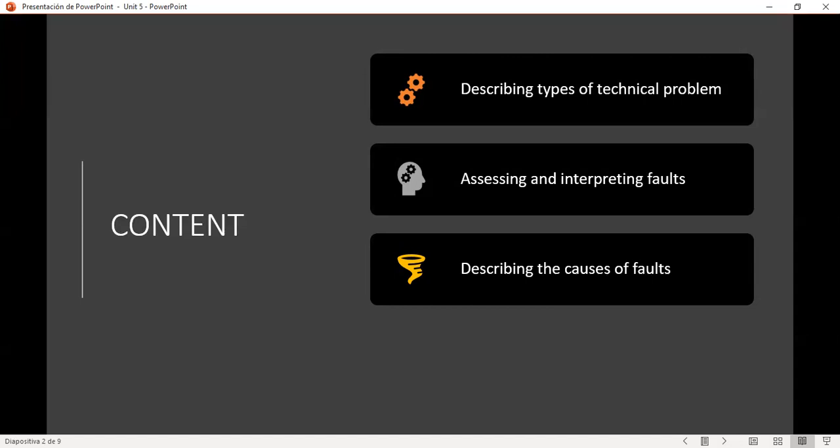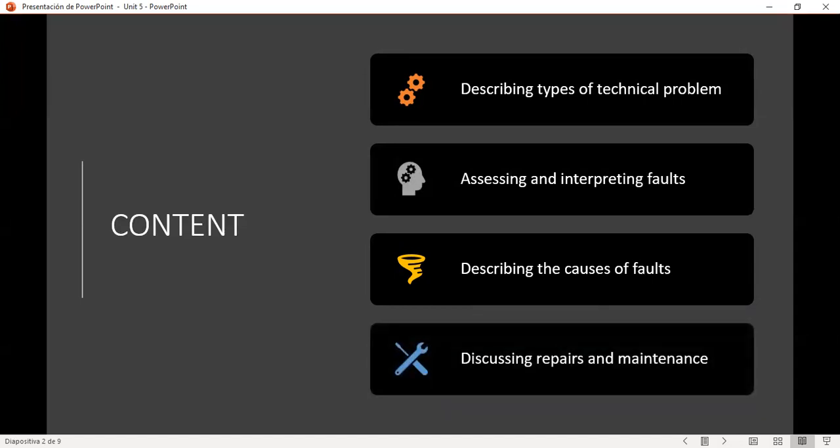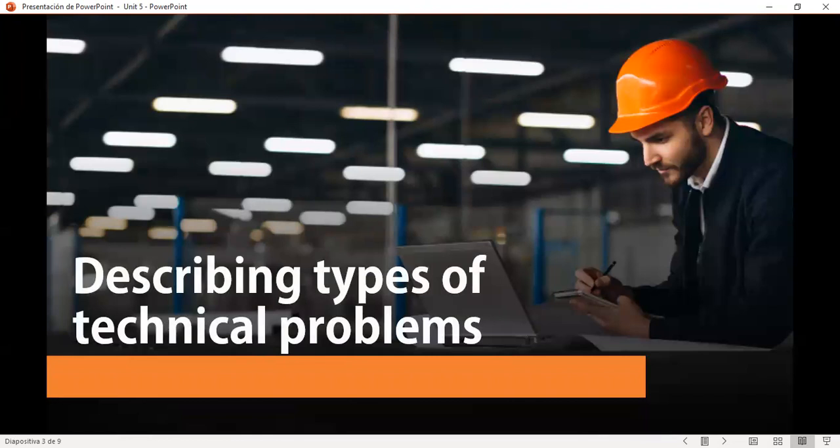And the last subject or section is discussing repairs and maintenance. Now that we have identified the problem, how can we fix it? How can we change that problem into a possible and efficient solution? Okay, that's the content that we will be working on during this unit, Unit 5, Breaking Point. So the first part is titled Describing Types of Technical Problems.